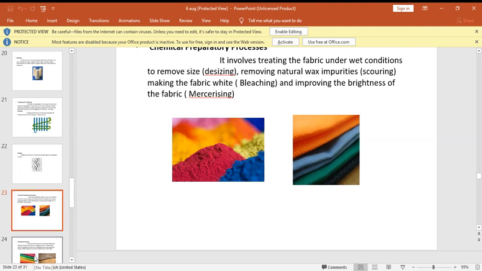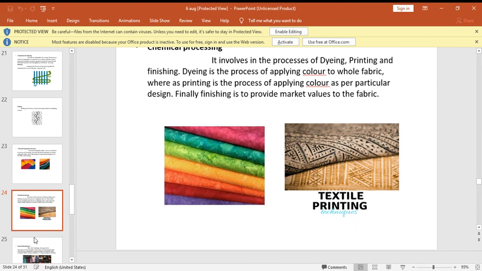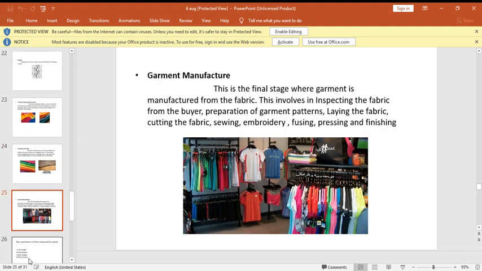Coming to printing and dyeing, applying color to the fabrics as shown here. Printing is a process of applying color as per a particular design. And finally, garment manufacture, which is the final stage when the garment is manufactured from the fabric. And here in the display we can see the different types of fabrics.